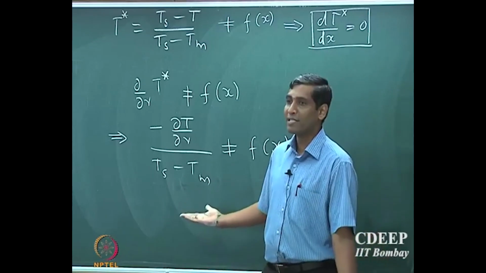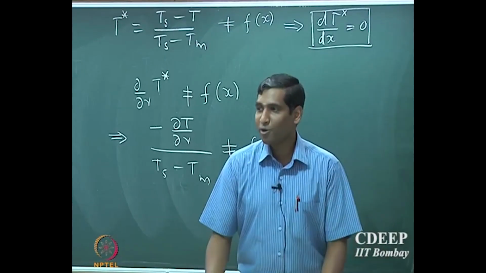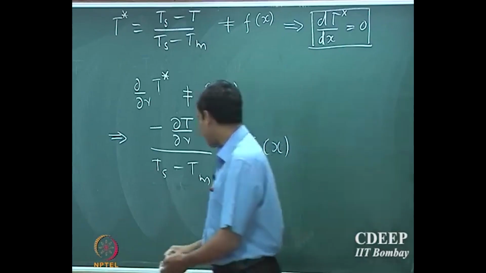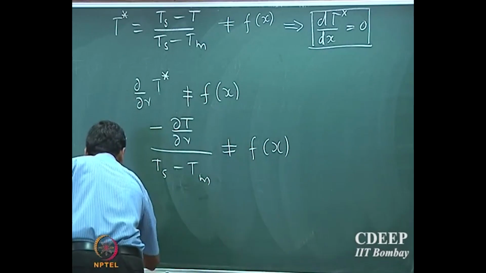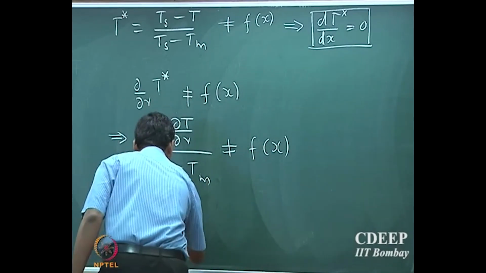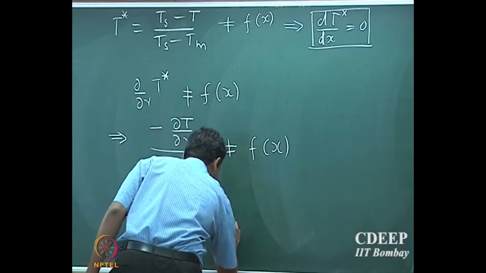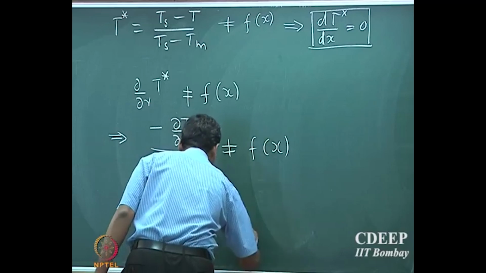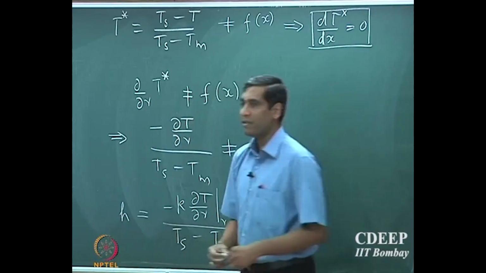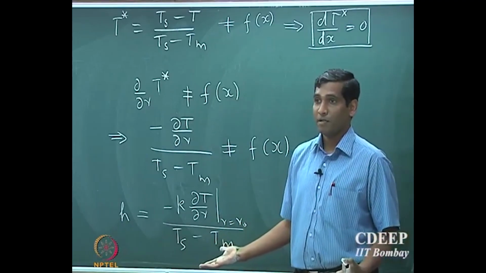It's a form that we have all seen. The heat transport coefficient has a similar functional form, right? So what is the definition of heat transport coefficient? Heat transport coefficient is minus k dT/dr at r equal to r naught divided by Ts minus Tm, right? So that's the heat transport coefficient by definition.